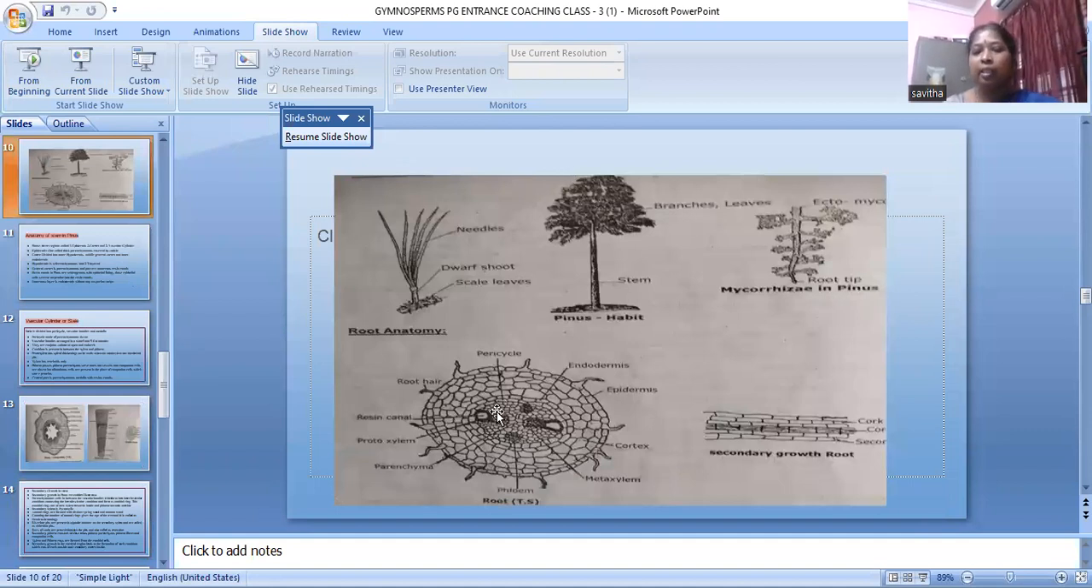Here you can see in the diagram, this is the needle-like structure. The first diagram shows needles, that is the dwarf branch, which is terminating into needle-like structures. Second is the pinus plant, and third one is the coralloid roots of the pinus.